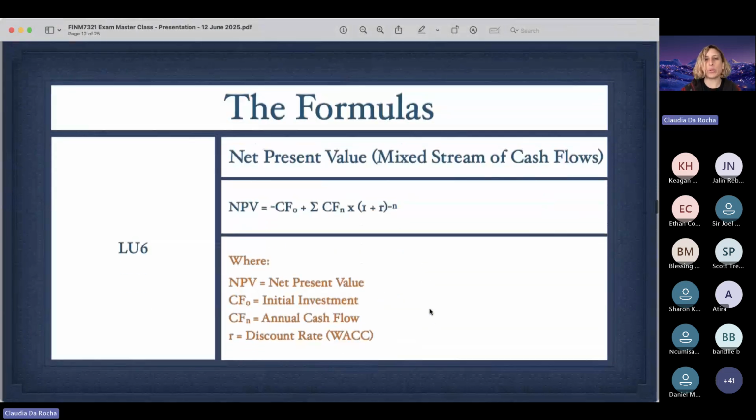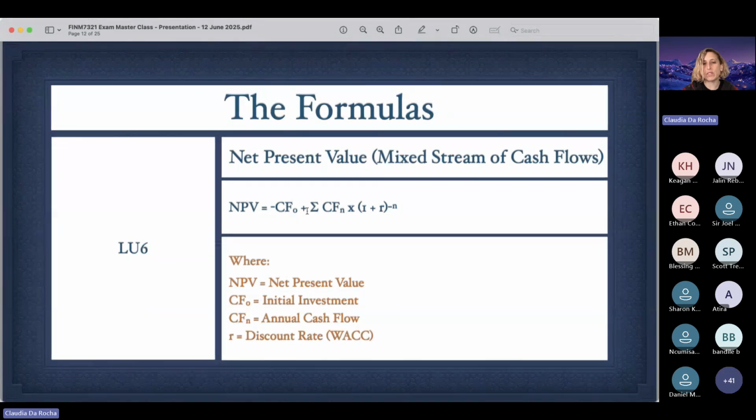Okay, then we have the net present value, which is a mixed stream of cash flows. We have 2, mixed stream and even. Mixed stream is specifically in Learning Unit 6. So there is a formula. Of course, we have the table method as well as the calculator method, and you may choose whichever method you prefer. But, just so that you have an understanding, it's your initial investment.